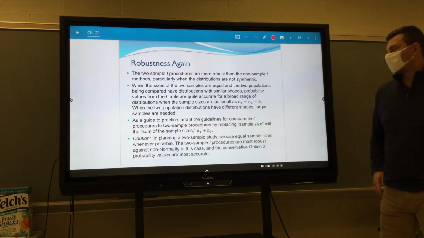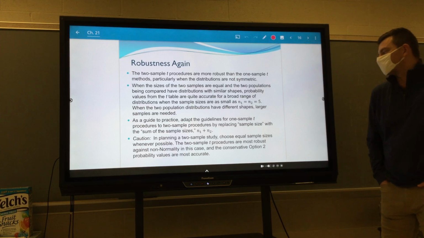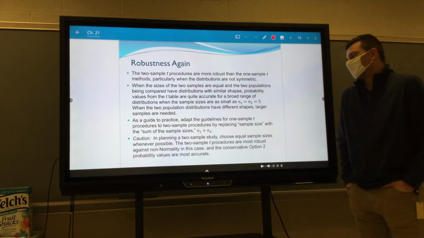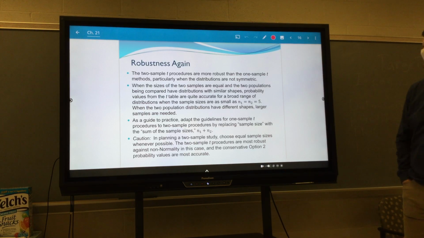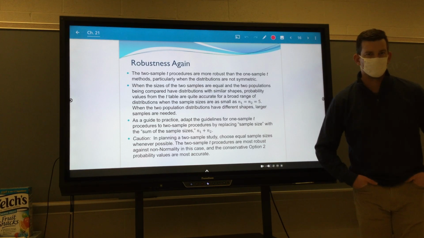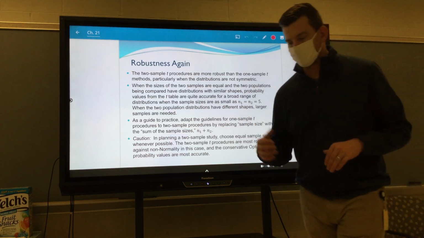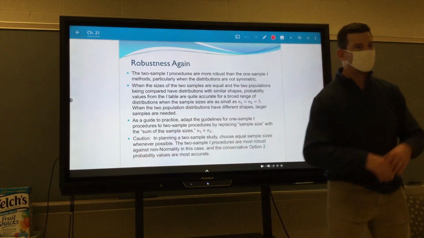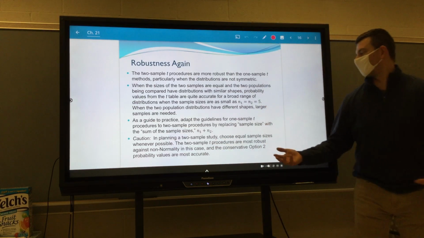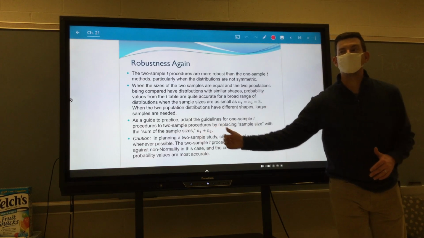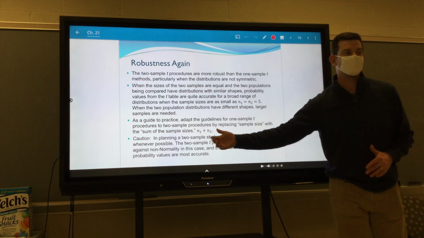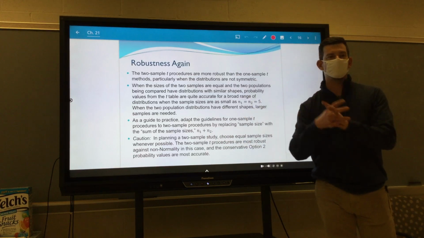It says, as a guide to practice, adapt the guidelines for one sample t procedures to two sample procedures by replacing sample size with the sum of the sample sizes. So, like if you have in your mind that you're targeting a sample size of 100 people, well, it's okay to split that 50 and 50 when you're looking at the two sample procedures.